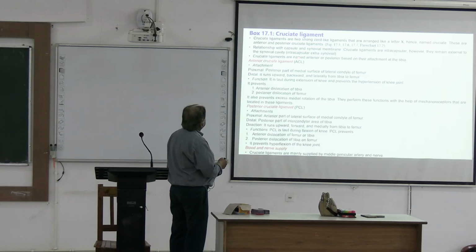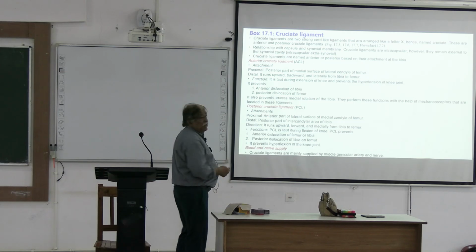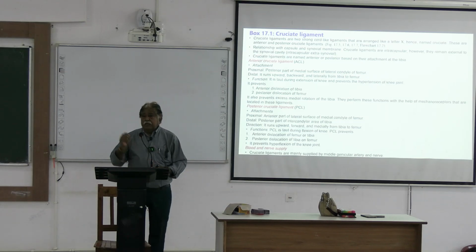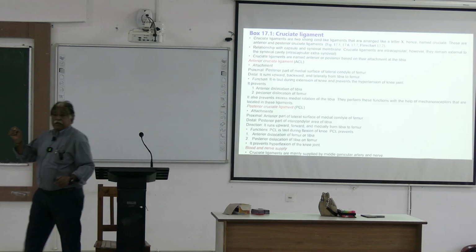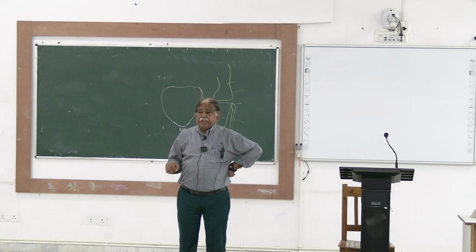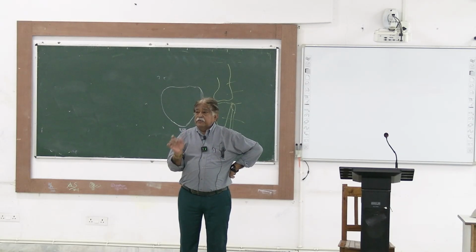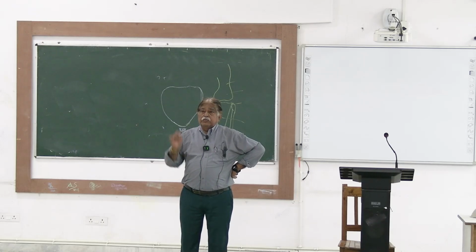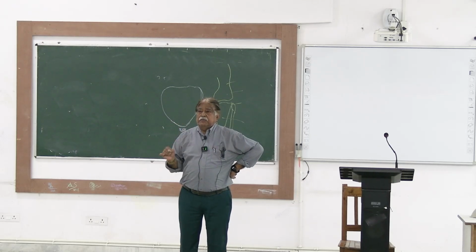The cruciate ligaments are named anterior or posterior based on their attachment to the tibia. Anterior cruciate ligament, ACL. Now, all the books are having ACL, but when you are writing, you write ACL if you are in a hurry, but anterior cruciate ligament, you write in words. Don't be putting all short forms.